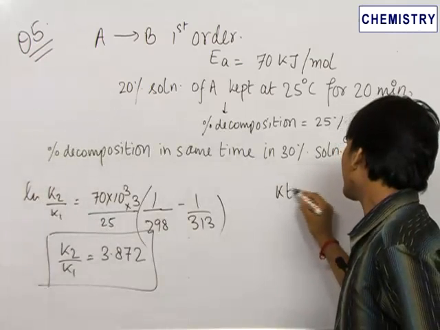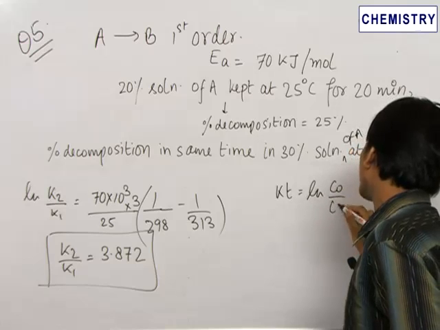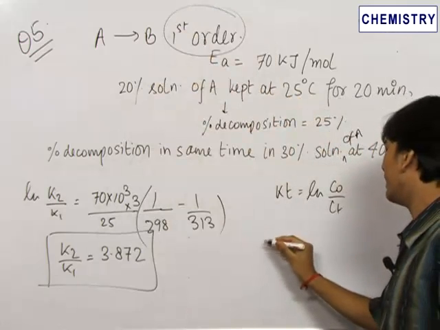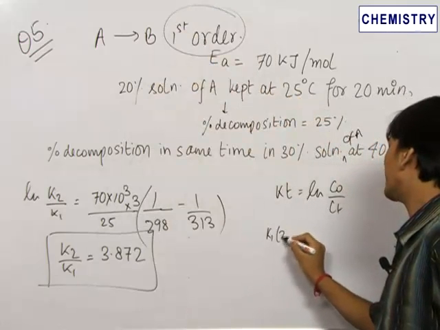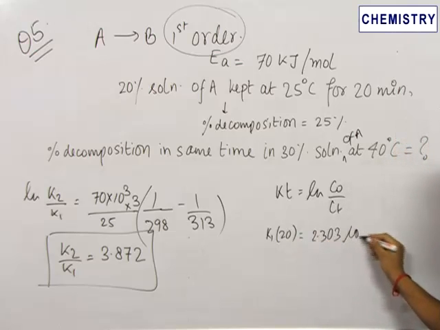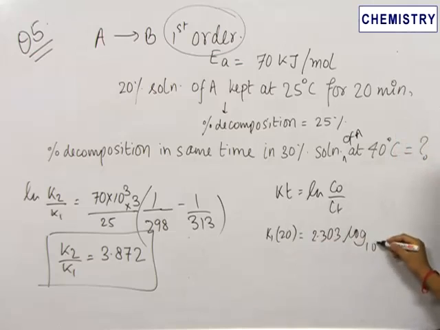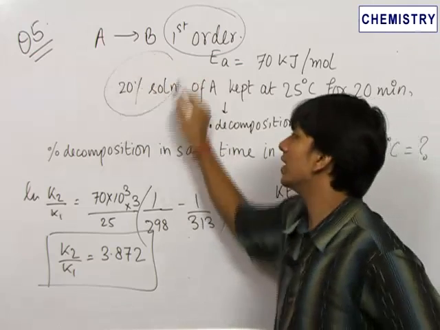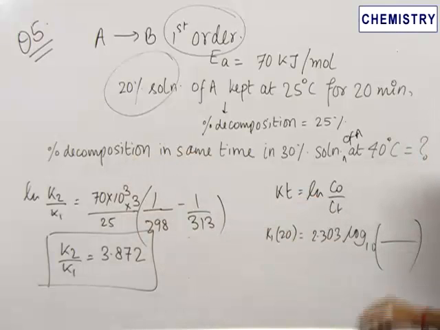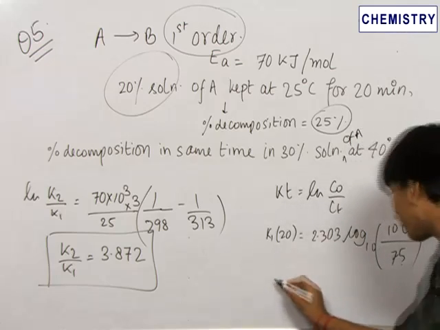Now we know that Kt is equal to ln of C0 upon Ct for a first order reaction, since it is given to be a first order reaction. Therefore we write K1 into 20 minutes is equal to 2.303 log base 10 C0 upon Ct. Now this 20% solution is given just to confuse you. This will not matter when we take the ratio. Therefore when it is 25% decomposition, initially it was 100, then it will be 75 at time t.